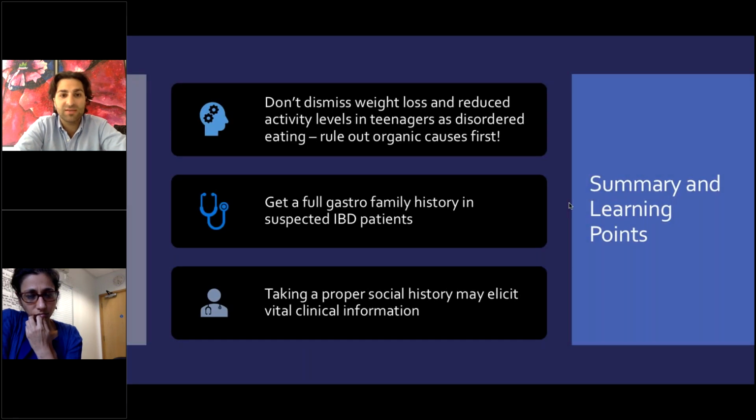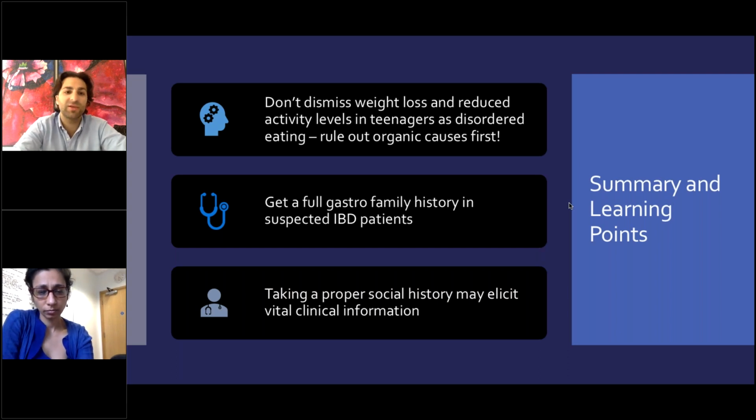So learning points of this case are: please don't dismiss weight loss and reduced eating and activity levels in teenagers as disordered eating, first off. There are lots of organic causes to rule out first, not only IBD, but also the basic stuff we discussed, like tubo-ovarian pathology and UTIs, but also celiac disease, Helicobacter pylori, but also be mindful of possible IBD. It's really important to take a full gastroenterology family history in suspected IBD patients, or children or teenagers who come in with recurrent abdominal problems.